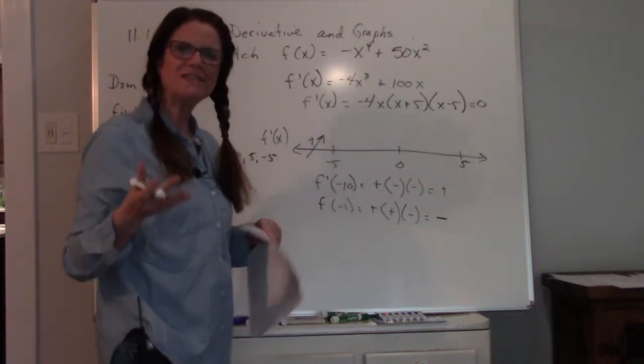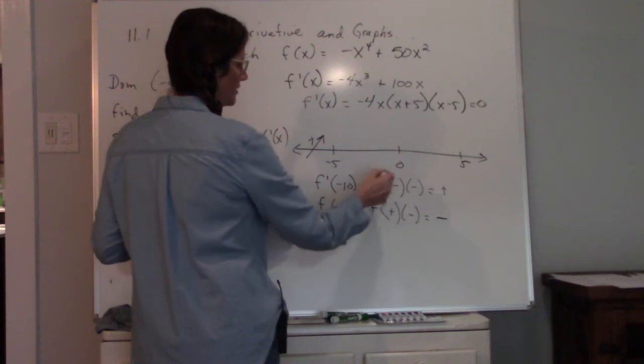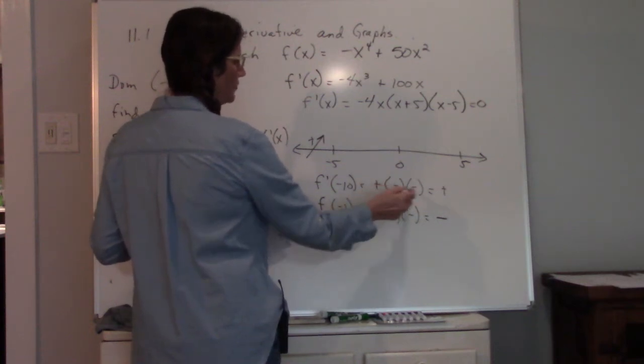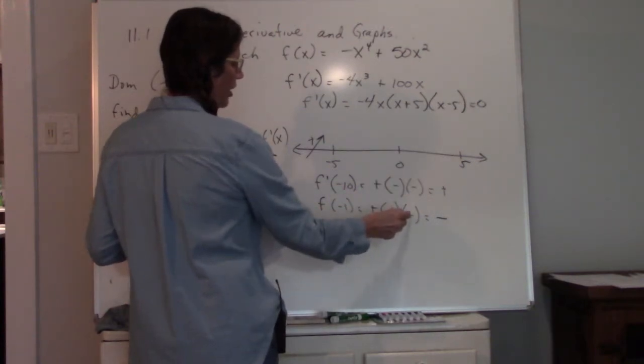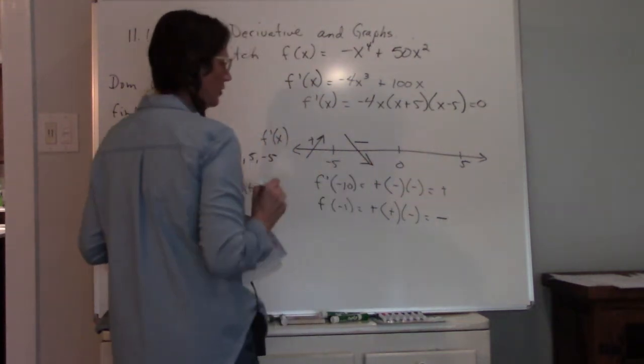Now, another easy way to find out if it's positive or negative, and this is why I like this technique, is you just count the number of negatives. Here I have an even number, so it's positive. Here I have an odd number, so the whole thing's negative. So it's negative here, it's going downhill.